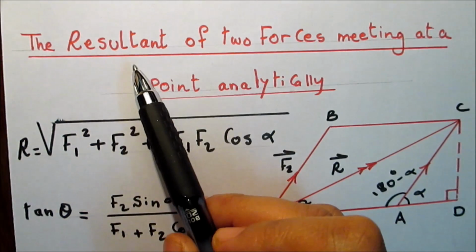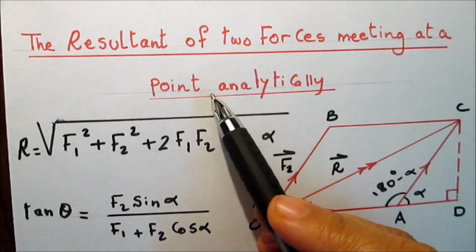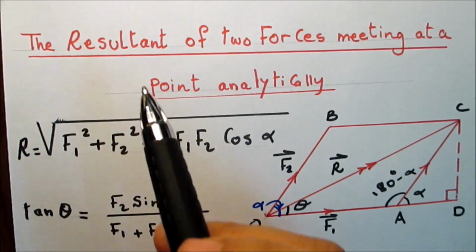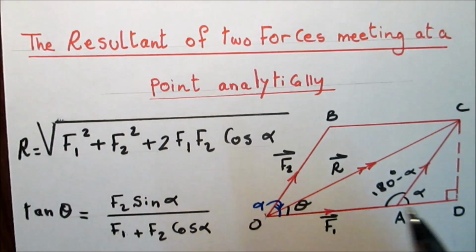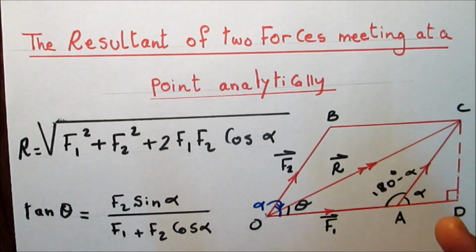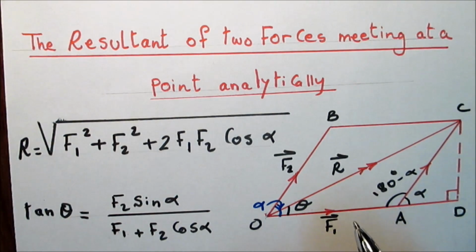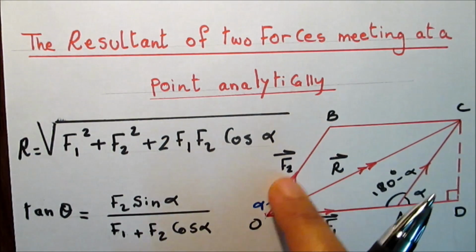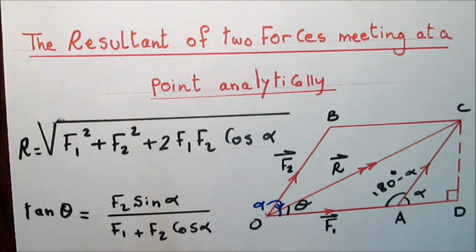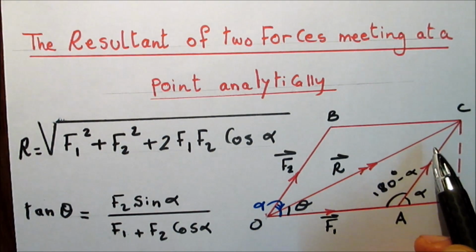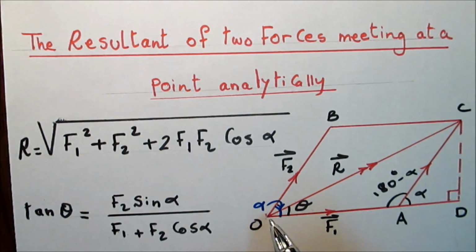Now we're gonna take the resultant of two forces meeting at a point analytically. The resultant of two forces is a single force that has the same effect as the two original forces. If two forces meeting at a point are represented in magnitude and direction by the two sides of a parallelogram meeting at this point, then the resultant is represented in magnitude and direction by the diagonal of the parallelogram which meets the two sides at this point.